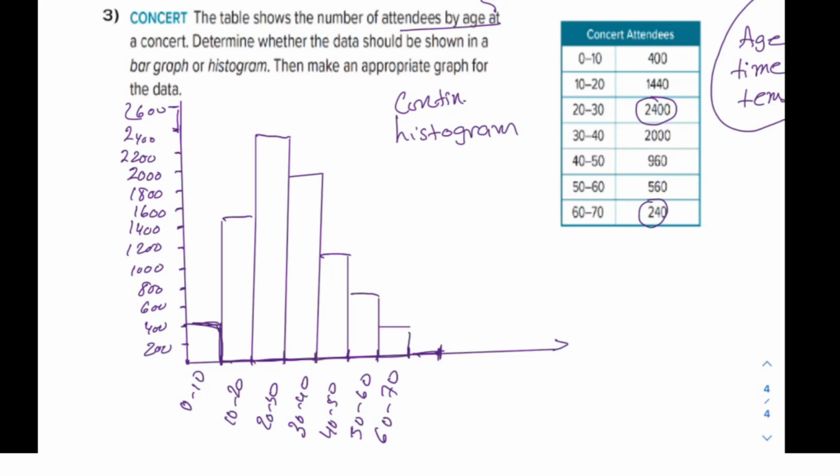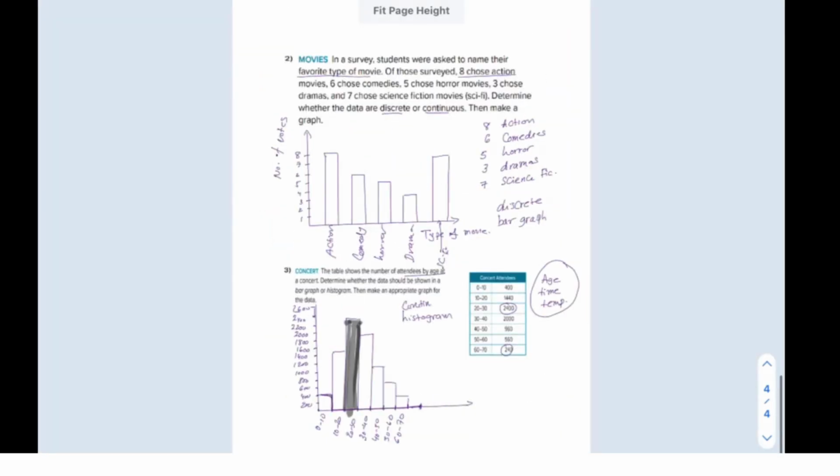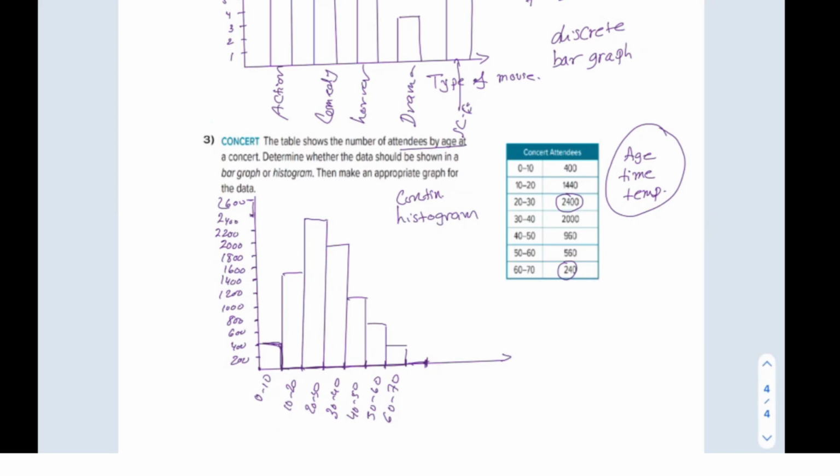And as you see here, the least number of attendees is from the last, or actually the oldest, which is 60 to 70, aged 60 to 70, just only 240. And the maximum number of attendees is this one, which is the young people from 20 to 30. This was how to present data using histogram and using a bar graph, and at the beginning using the dot plot. I hope that this lesson was interesting for everyone.